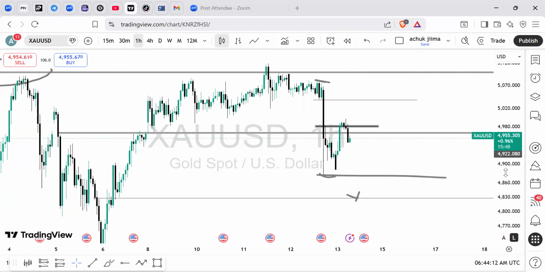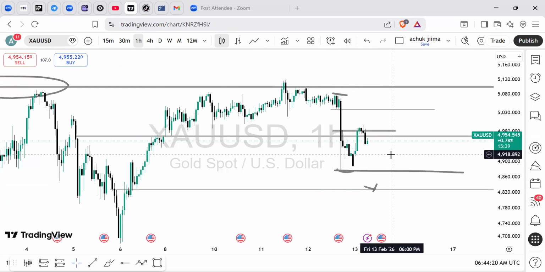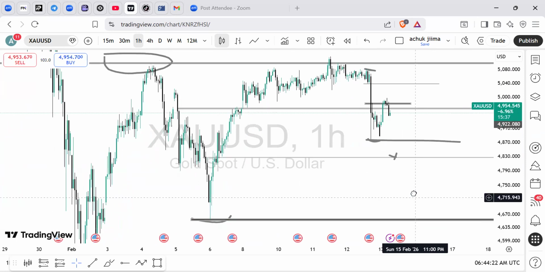Otherwise, I'm bearish on gold because we have formed lower lows, and then the market is possibly failing to form higher highs here because from this high, the market comes back down. So let's see how this plays out, but we could have a target of that.